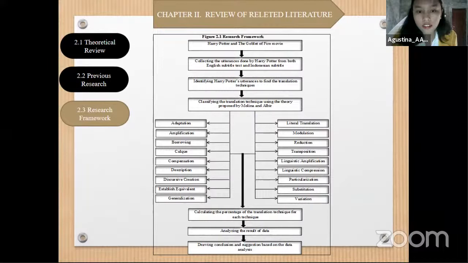They are adaptation, amplification, borrowing, calque, compensation, description, discursive creation, established equivalent, generalization, literal translation, modulation, reduction, transposition, linguistic amplification, linguistic compression, particularization, substitution, and the last is variation. After classifying the translation techniques, the researcher will calculate the percentage of each technique. And then the researcher will analyze the result of the data and draw conclusions and suggestions based on the data analysis.